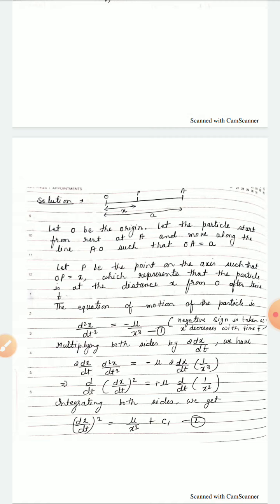Now multiplying both sides by 2 dx by dt, we have 2 dx by dt into d2x by dt square equal to minus mu into 2 dx by dt into 1 by x cube, which can be written as d by dt of (dx by dt) whole square is equal to mu d by dt of 1 by x square. So integrating both sides, we will get (dx by dt) whole square equal to mu by x square plus an integration constant c1. Give it as equation 2.